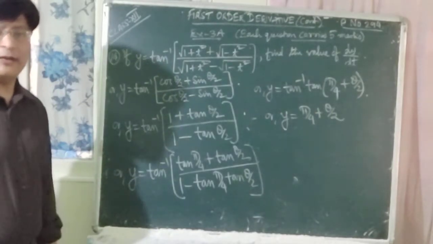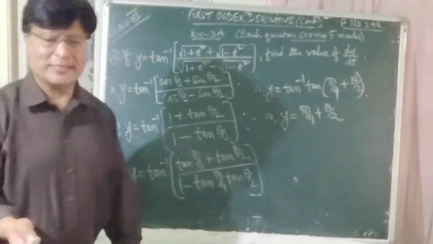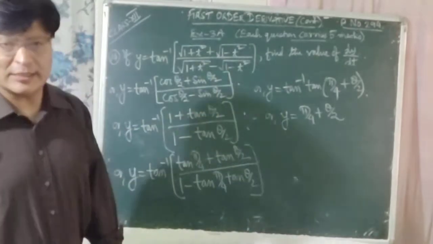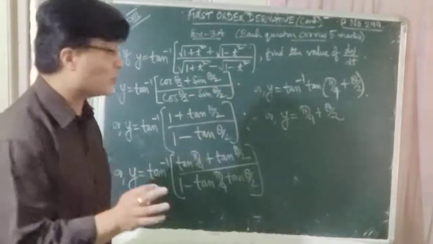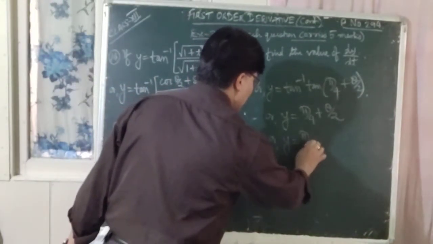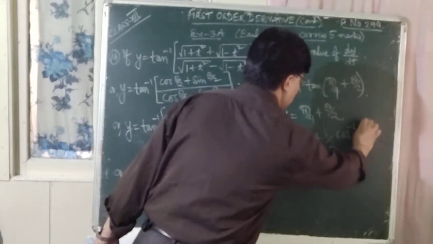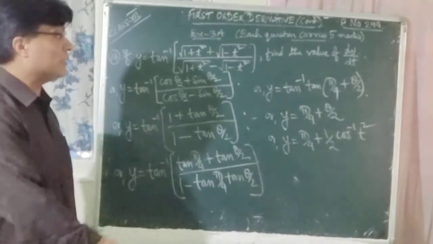Now you have to put the value for theta. Actually we had assumed, so you can check in the previous steps. So t square was cos theta, isn't it? T square is equal to cos theta. What is the value for theta now? Cos inverse t square, you know that. Or y is equal to pi by 4 plus half of cos inverse t square. Right? Now you can differentiate it.